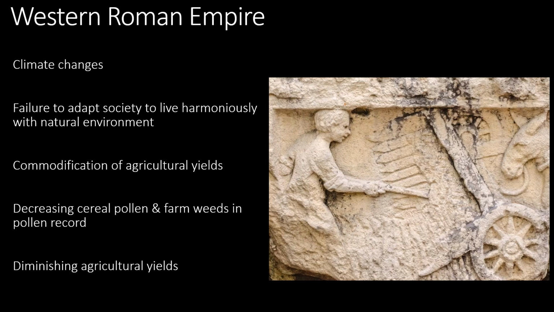Decreasing cereal pollen and also decreases in farm weeds appear in the pollen record as we go forward through time with the Roman Empire. Diminishing agricultural yields is a suggested result of decreasing cereal pollen in these climate proxy records. We also interestingly see an increase in forest pollen as well. So when agricultural crops are shown to be decreasing in, say, pond cores and other environmental proxy records, and we see an increase in woodlands, that suggests that less and less land is being cultivated and that agricultural productivity is actually on the decline.